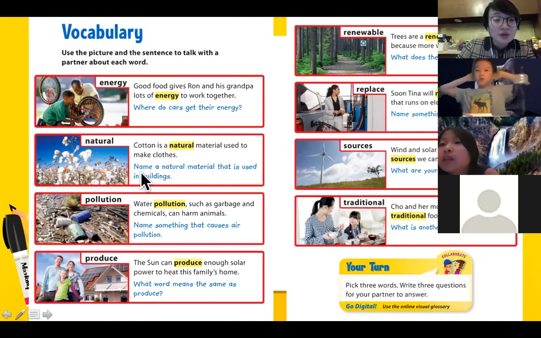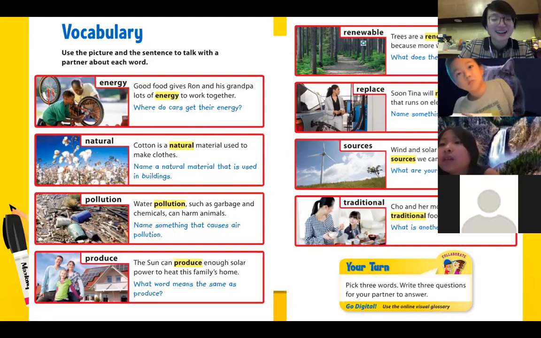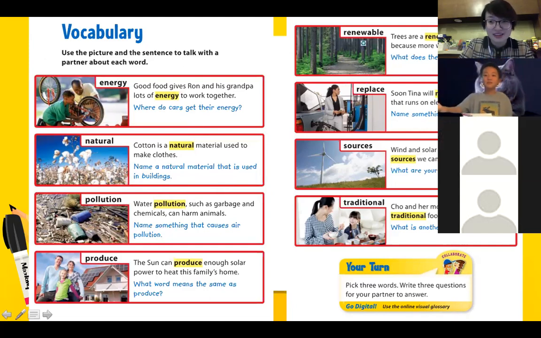Okay, so there's a question. Name a natural material that is used in buildings. Think about it. Okay, that's easy. It's rocks or wood. Wood, okay, good. Stone. Yeah, we carve the stones from the rocks and the mountains. Or salt. Salt? Yeah, there's houses made of salt. Oh, really? Yeah. Okay.